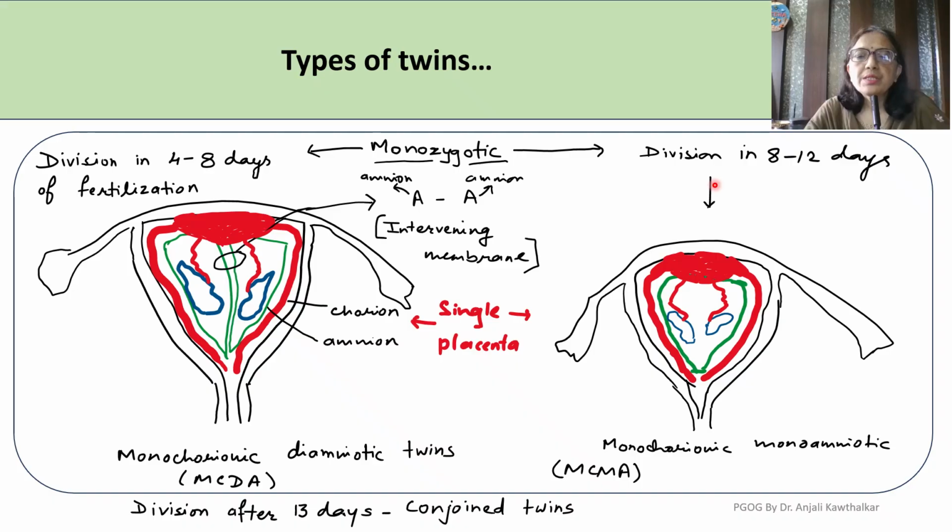If division occurs still later, from 8 to 12 days, it will lead to the development of monochorionic monoamniotic pregnancy. And rarely, if the division occurs even after 13 days of fertilization, it leads to the development of conjoined twins.